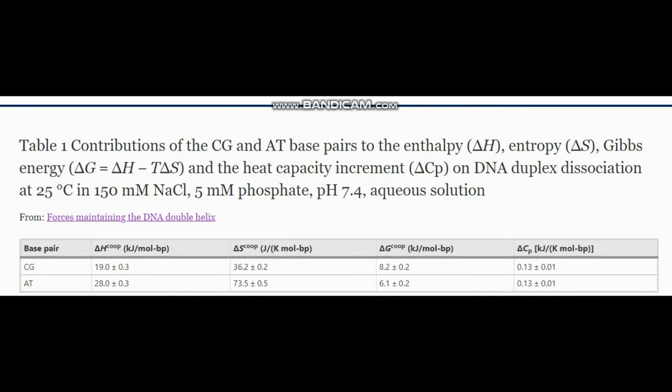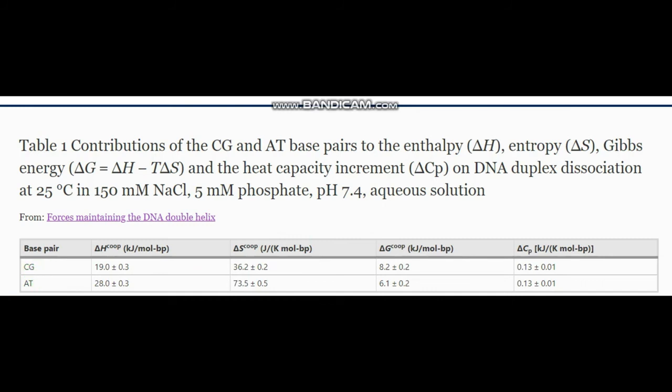So here are some data then which tell us not just about delta H this time, but also about delta S and delta G. Delta G, remember, is the free energy change, which is defined by this equation. And that's the thing which overall determines the favourability of a process. And what they've done here is they've broken down the contributions to these three terms for CG base pairs and for AT base pairs.